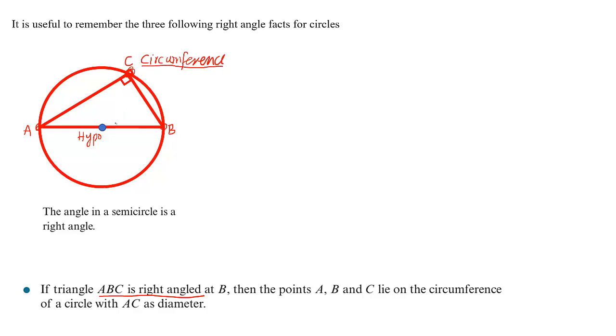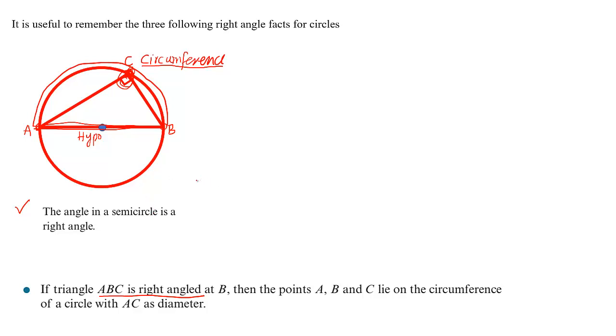And the hypotenuse of that right angle triangle is the diameter of the circle, and the 90 degree angle will be at the border of the circle. So this is called angle in a semicircle, because this 90 degree angle is formed in the semicircle. So therefore, this is called angle in a semicircle.